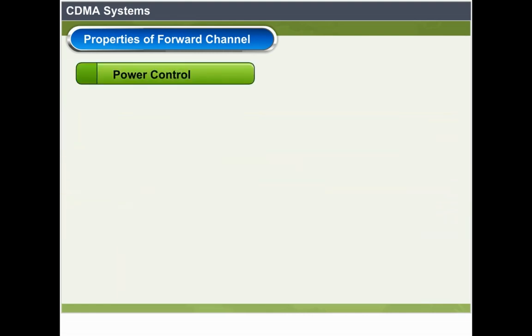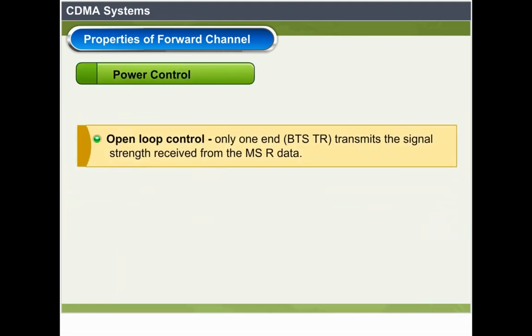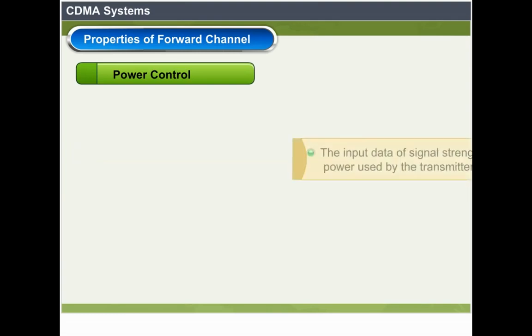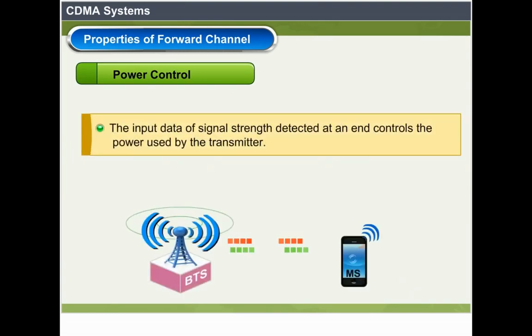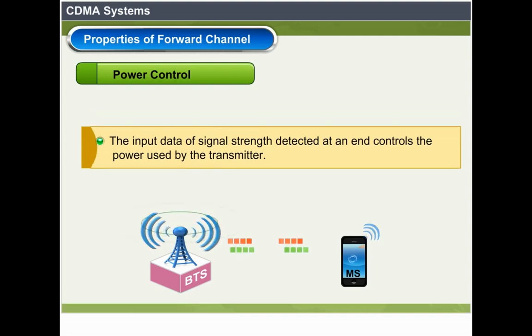Power control. Open loop control. Only one end, the BTS transmitter, transmits, and the signal strength received from the MS receiver data is used. The input data of signal strength detected at an end controls the power used by the transmitter.